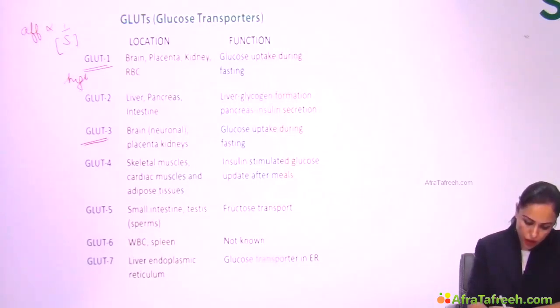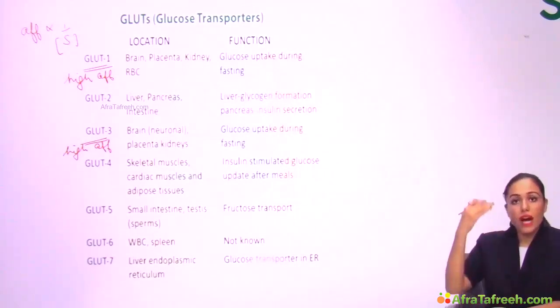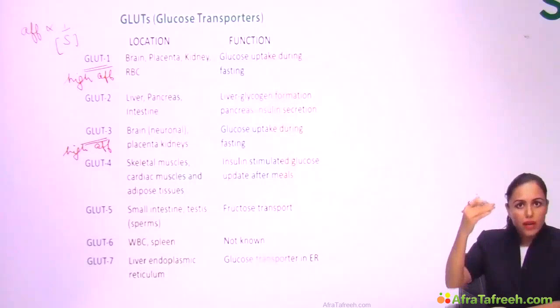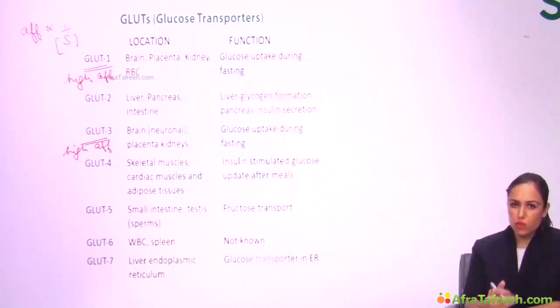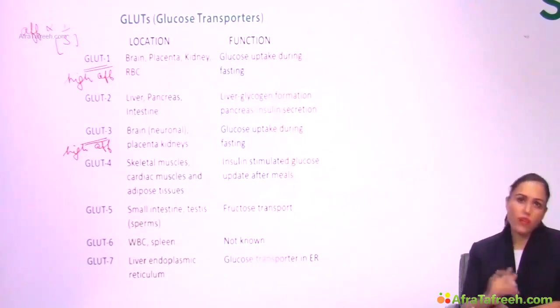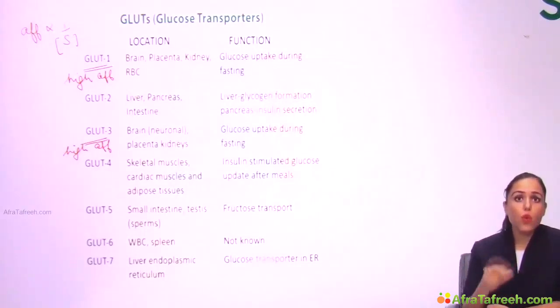GLUT1 has high affinity. Even GLUT3 also has high affinity. That's why I'm taking them together. They have similar properties. GLUT1 and 3, they have high affinity. So apply the formula. High affinity means low substrate is required for them. What is the substrate for GLUTs? Substrate is glucose. So for GLUT1 and 3, less glucose is required. So less glucose, low glucose is present during fed state or fasting state. Obviously fasting state, right? So that means GLUT1 and 3 will open during fasting.